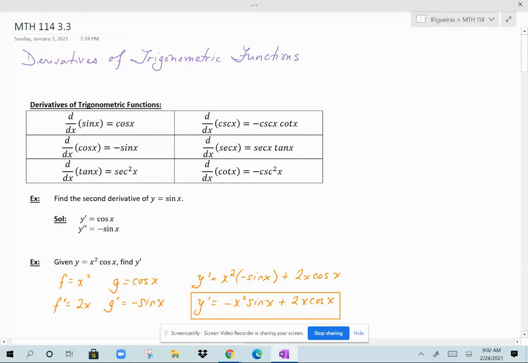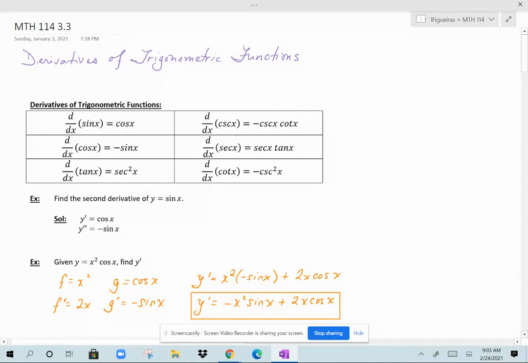So this first problem asks us to find the second derivative of y equal to sine of x. Well, the derivative of sine is cosine. That's exactly the first one that I gave you. Then the second derivative is the derivative of the first one. So the derivative of cosine is negative sine. That's exactly the second rule that I gave you above.